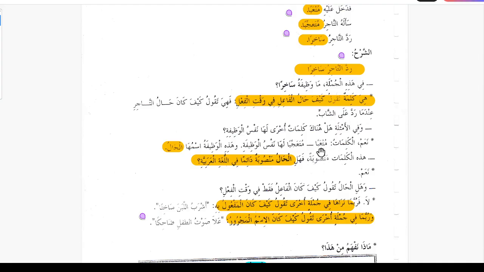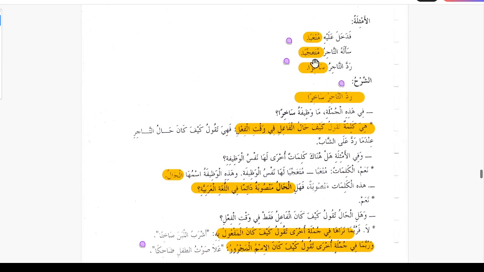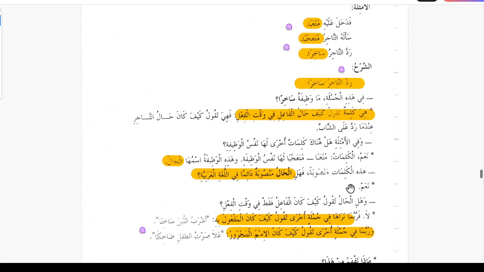Na'am, al-kalimatu muta'aban, muta'ajjiban laha nafs al-wazifa. So these words are also doing the same function, giving the state of the doer when he was doing the action. And the name of this function is hal. These words are mansub. Fal-hal mansubun da'iman fi al-lugha al-arabiyya: so hal is always mansub in the Arabic language.